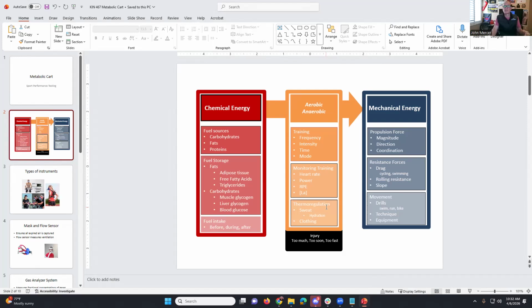There's a lot that goes into this transformation in terms of thermoregulation, because the transformation of potential chemical energy to mechanical energy is not a perfect transformation. If we have 100 units of potential energy here, we may only get about 30 units of energy over here. So where do the other 70 units go? It goes off typically as heat. We're generating heat as we make this transformation happen.